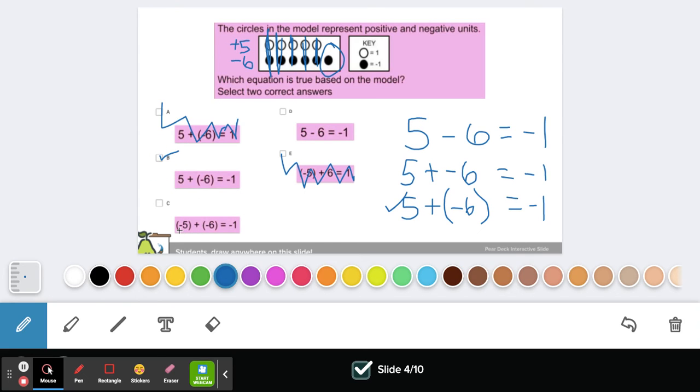Okay, now I have this one, -5 plus -6. We never once talked about a -5, so this one is incorrect, and I'm going to cross it out. Now my last one, I have 5 minus 6 is equal to -1, and I have this one right here, 5 minus 6 is equal to -1, and that is my D. So these two are my answer choices, okay? If you need help, please ask your teacher, and we'll come around and help you.